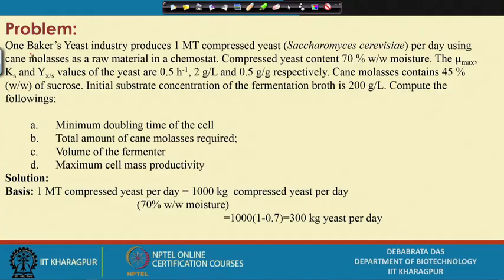If you look at the baker's yeast problem, one baker's yeast industry produces 1 metric ton of compressed yeast. What do you mean by compressed yeast? The baker's yeast industry usually produces two types of yeast: compressed yeast and active dry yeast. Compressed yeast contains more than 70% moisture, but active dry yeast contains about 6% moisture. Active dry yeast is used for a longer time of operation, and compressed yeast is for a very short time because it contains 70% moisture.